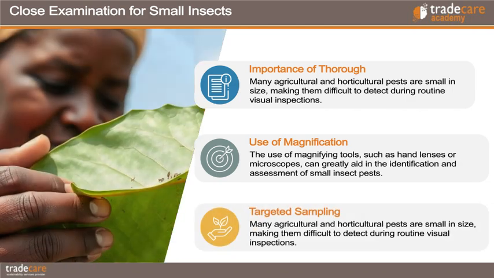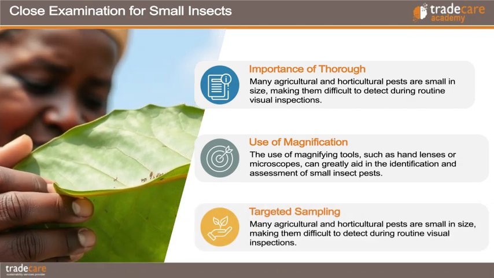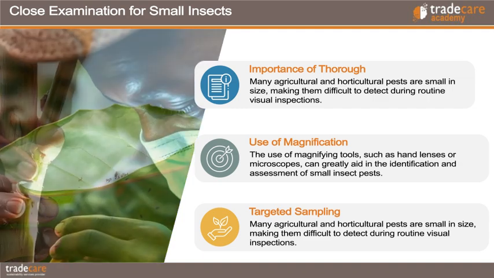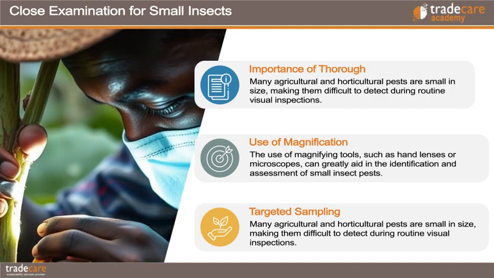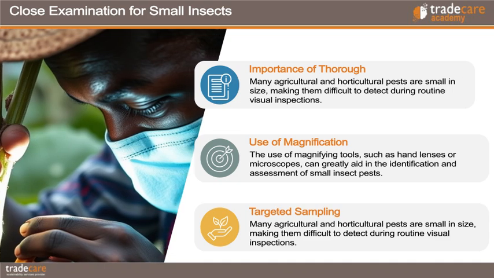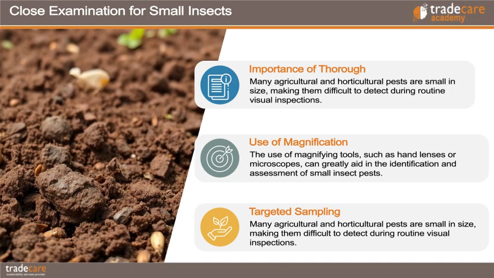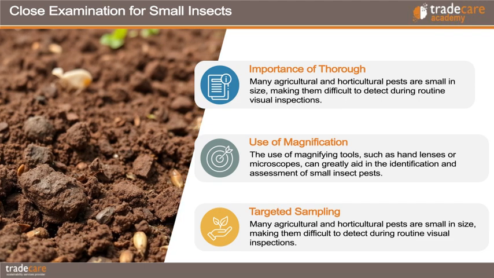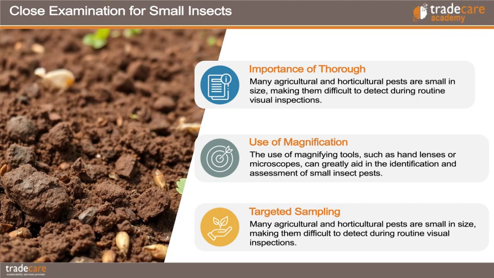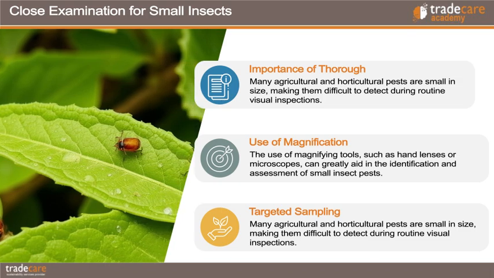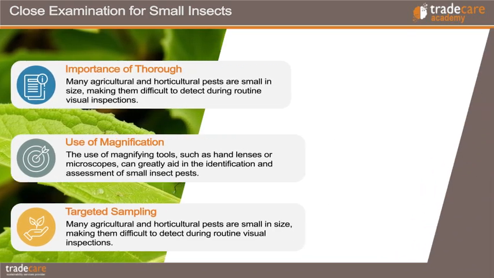Finally, targeted sampling. When focusing on small, cryptic insects, it's important to direct your inspection to areas of the plant or habitat where these pests are most likely to be found. This includes the undersides of leaves, stem crevices, or the soil surface. These close examination techniques can enhance your ability to monitor and manage insect populations effectively.